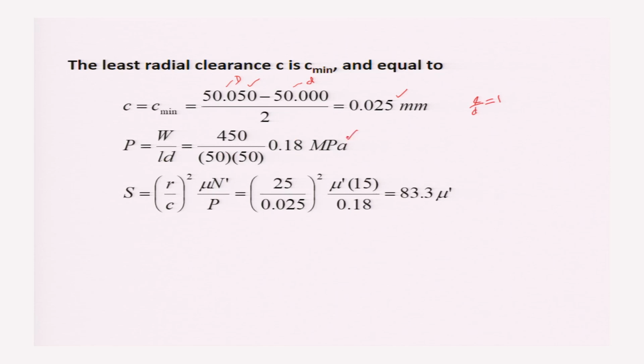Now, what you have to do is find the Sommerfeld number, and the Sommerfeld number depends on the viscosity, which is not known to us. So we are determining the Sommerfeld number in terms of the viscosity, substituting the other known terms. R is known, C is known, N is known, P is known. So, the Sommerfeld number is 83.3 mu.